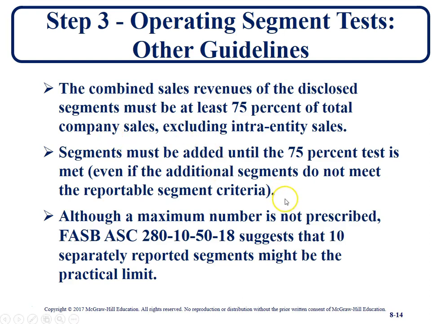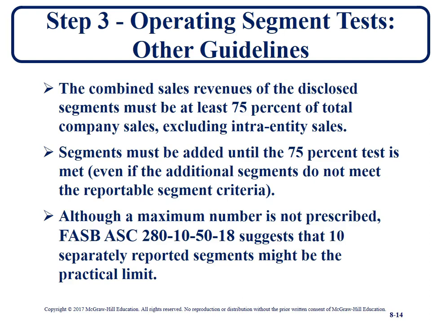Okay, and then once we look at that, the segments that met the test have to add up to 75% of the total. Segments must be added until the 75% test is met. So if the segments only come up to 50% and there's a gazillion other smaller segments, we have to keep adding segments until we get to 75% of revenue. So we have to report by segment a minimum of 75% of the total revenue.